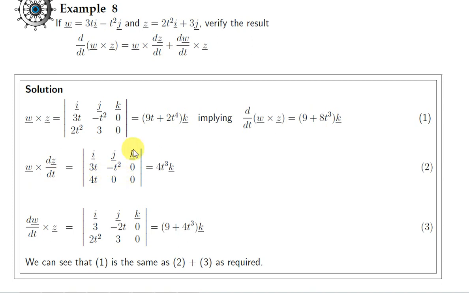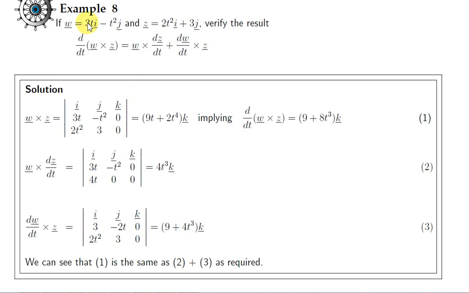So to evaluate this determinant, we can take the third column. So we have plus vector k times the determinant of this 2 by 2 matrix, 3t by 0 minus t squared by 4t. That's plus 4t cubed times k. Finally, we have dw/dt crossed with z.